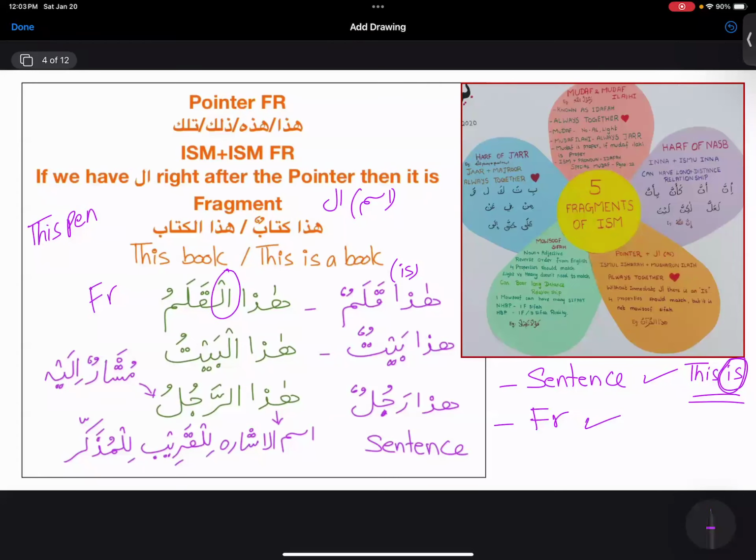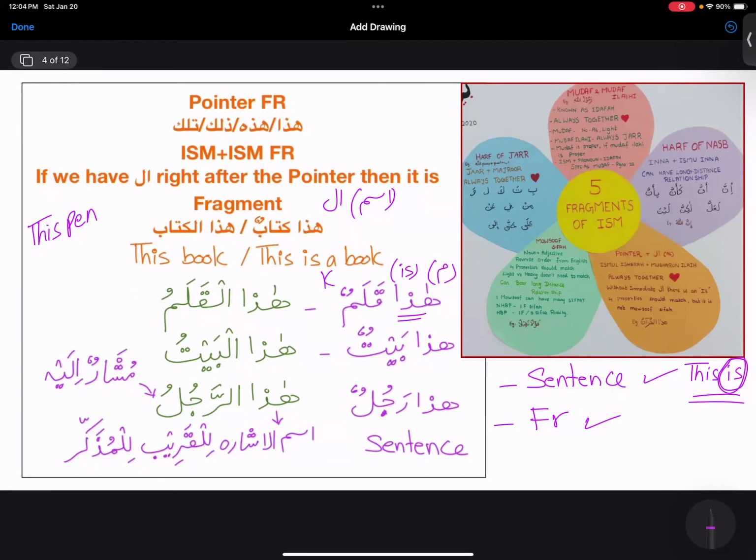Right? And do you remember, I told you that the part before "is" and the part after "is" are the muqtada and khabar? Exactly. So when haza does not come with al, and the next ism does not have al, then this haza will always play the role of muqtada. So this haza is my muqtada and kalamun is my khabar. But can I call this hazal kalamu muqtada khabar? No. It is a fragment, because it is not a sentence.